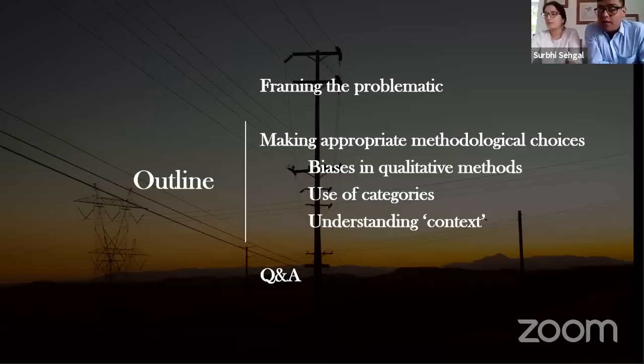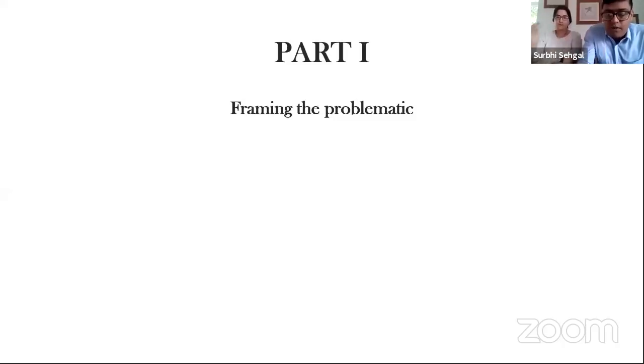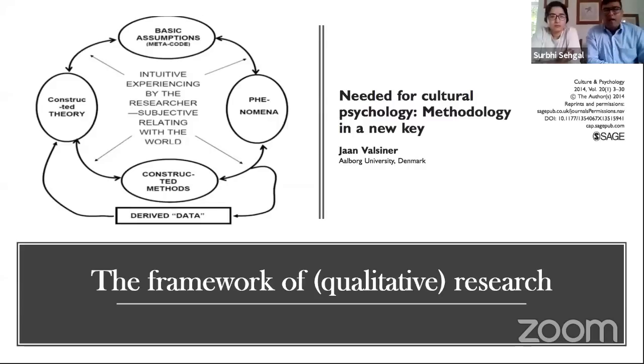And then finally, I'll close with a discussion on context, which is something else that we see a lot in the discussions and the papers that we read today. Everyone is talking about context, the context of this, the context of that, but what really is context, and why should we be slightly more careful when we are referring or alluding to context? So that's the plan. Now, let's begin with framing the problematic.